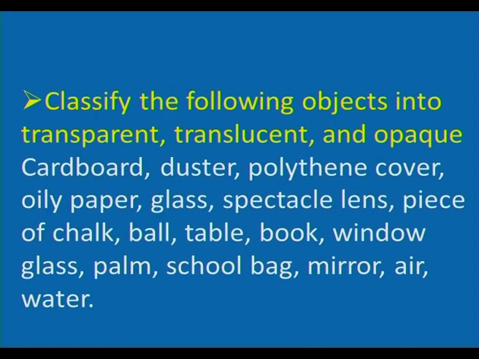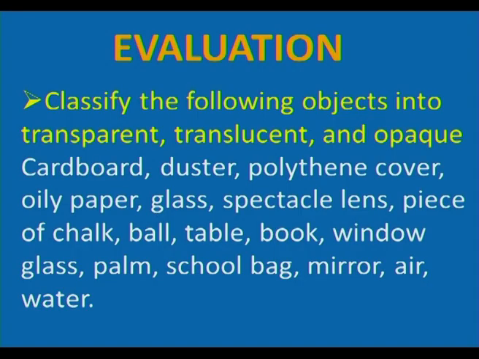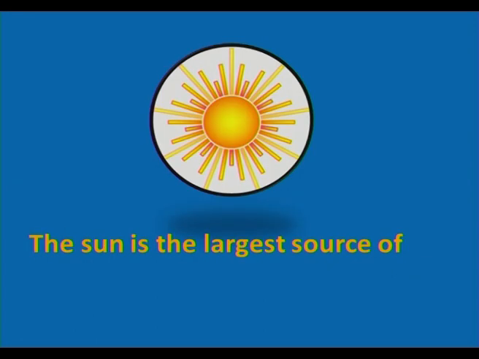Classify the following objects into transparent, translucent and opaque objects. Objects are cardboard, duster, polythene cover, oily paper, glass, spectacle lens, piece of chalk, ball, table, book, window glass, palm, your school bag, mirror, air and water. Now, you classify the materials into transparent, translucent and opaque. The sun is the largest source of light in the universe.